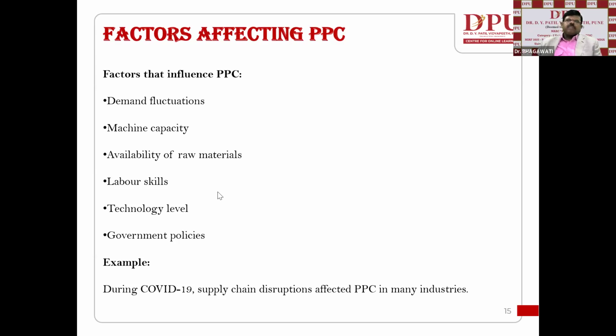So these are the factors: demand fluctuations, machine capacity, available raw materials, skill, manpower, technology, government policies. All these are very important factors which affect the PPC. You know that COVID-19 supply chain disruptions affected PPC in many industries. The PPC played a key role. Logistics supply chain played a key role.